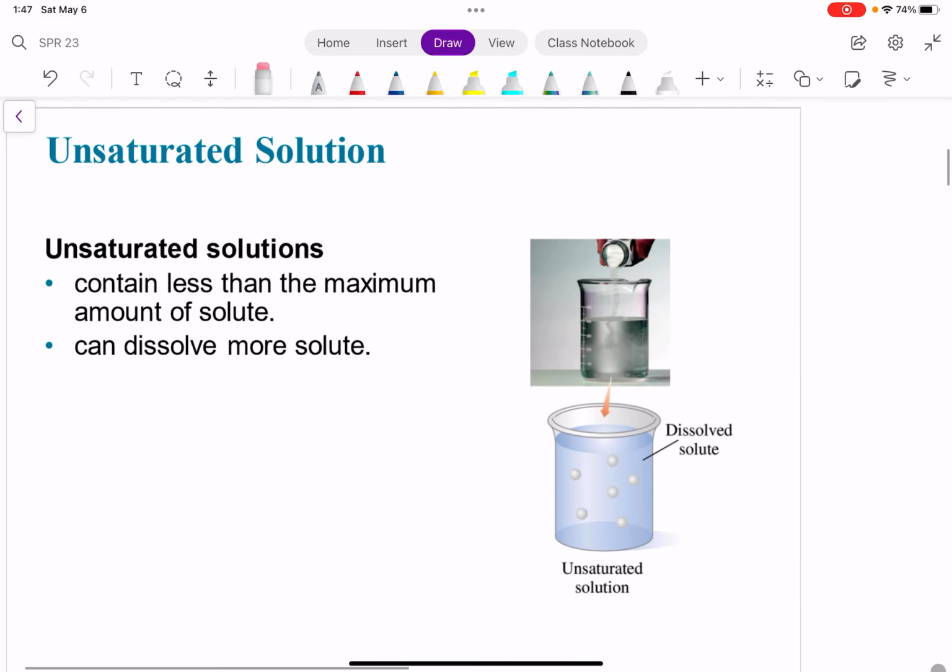So when we talk about solutions and solubility, we talk about something called an unsaturated solution versus a saturated solution. An unsaturated solution is a solution that contains less than the maximum amount of solute, and it can dissolve more solute. So what does that mean? For an unsaturated solution, I've added some salt as an example, right? I've added some salt, but I haven't added enough where the solution is saturated, where it can't dissolve any more of the solute. So in an unsaturated solution, we can still add more of our solute and it will still dissolve.